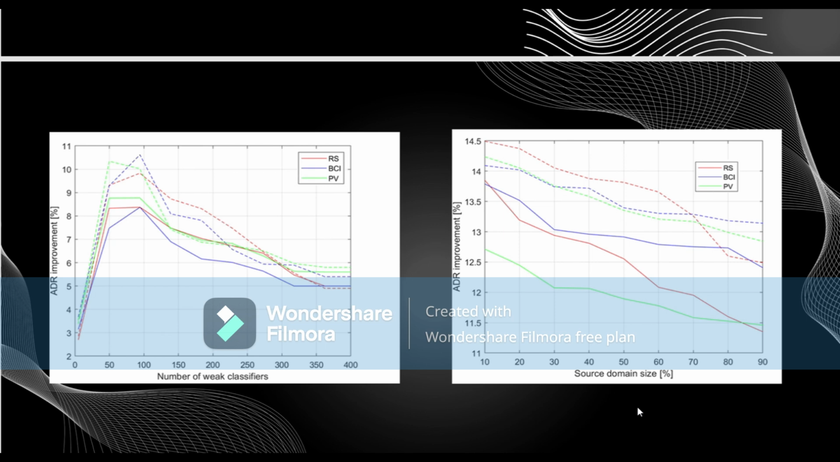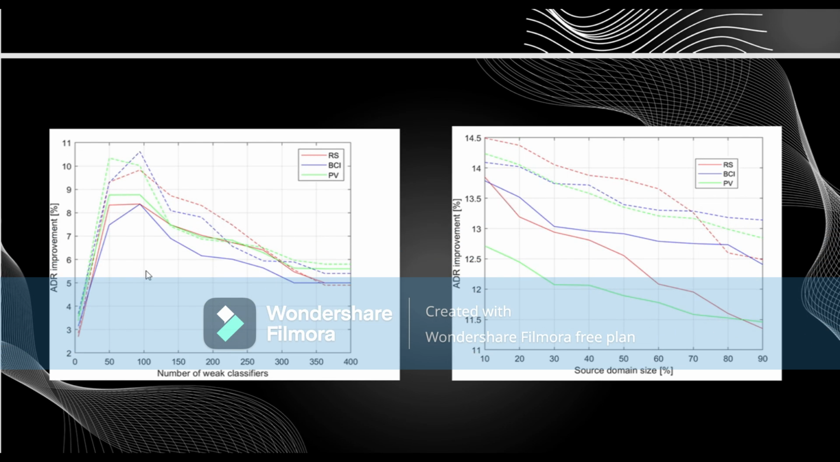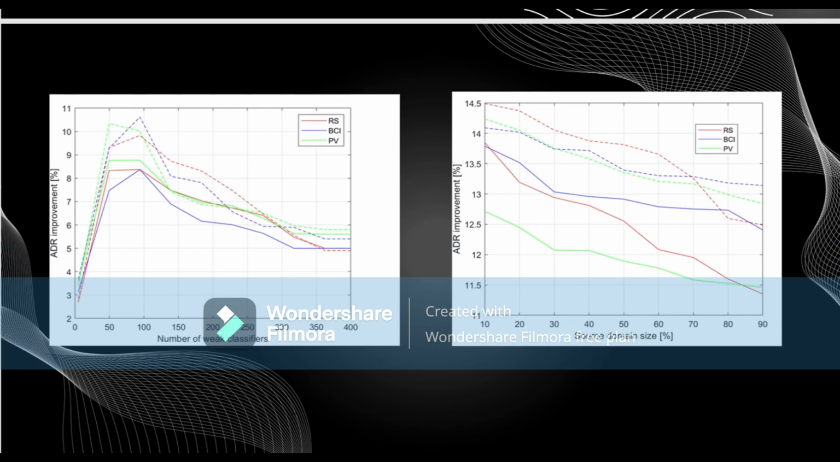ADR is most helpful when data is limited, as it selects the most informative features to improve learning efficiently. Here, ADR improvement percentage increases up to some point with respect to the number of weak class pairs and then decreases. And this is the end of the presentation.